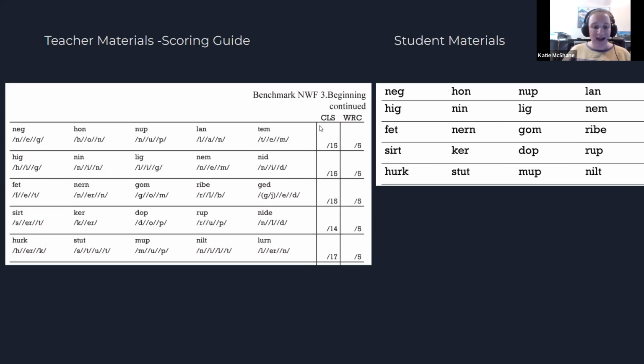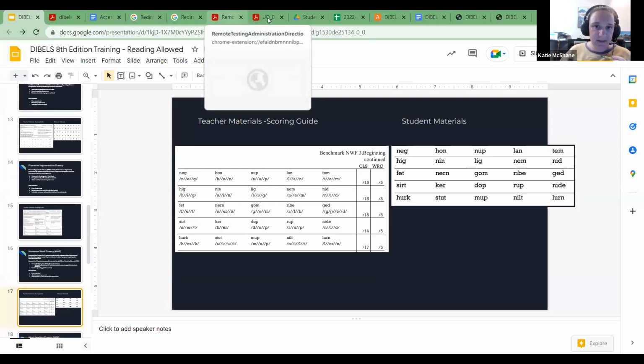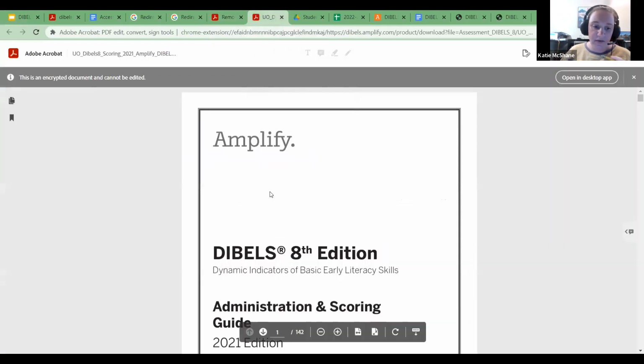CLS stands for correct letter sounds. Notice in the first line, they have 15 possible correct letter sounds. And WRC, words read correctly, they get another score if they correctly read all of the letter sounds. And this is what student materials look like over here, just the nonsense words. I'm going to show you what the scoring guide looks like for this, because I do feel like it is very helpful.